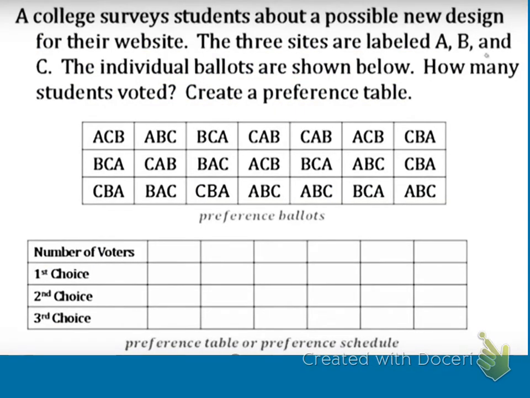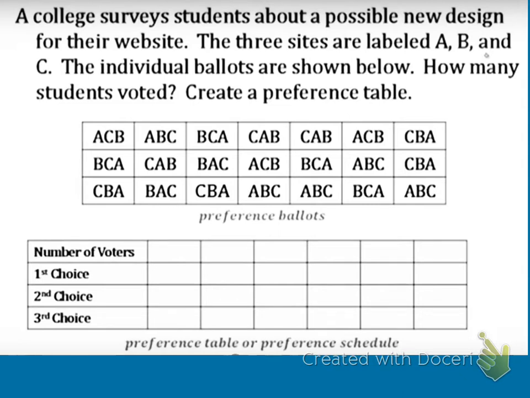So here's another example. Say there's a college survey that surveys students about a possible new design for their website. And actually, this is a very common thing. This is known as user experience. So if there's a new website or app or video game or something, they'll actually survey a bunch of people and give them choices and see which one people like best. So if there were 3 sites to choose from, A, B, and C, the individual ballots are shown below, and then we'll talk about how many students voted and create a preference table.